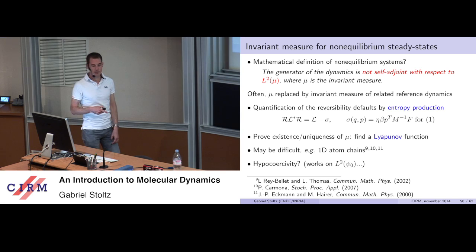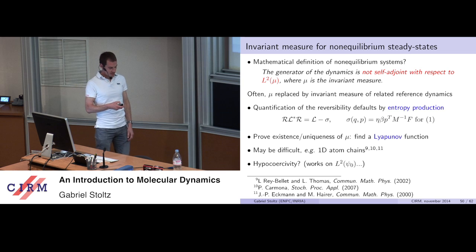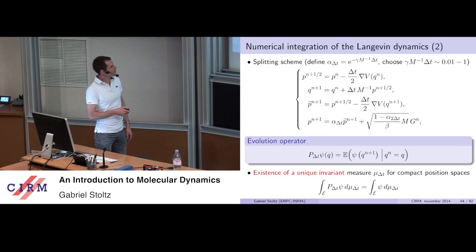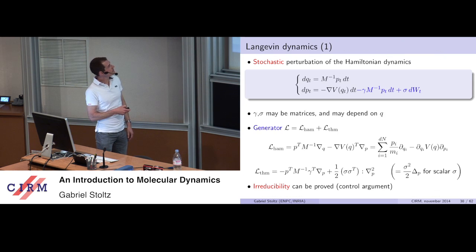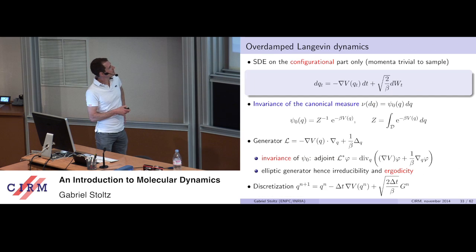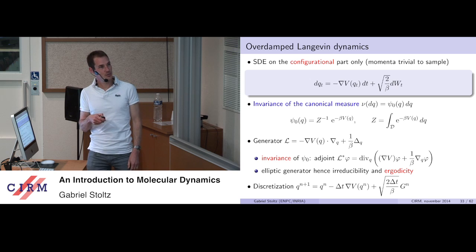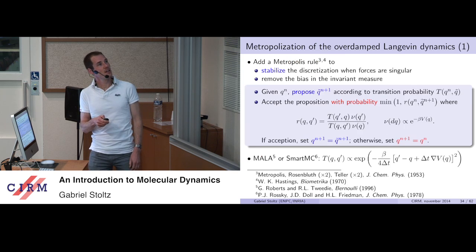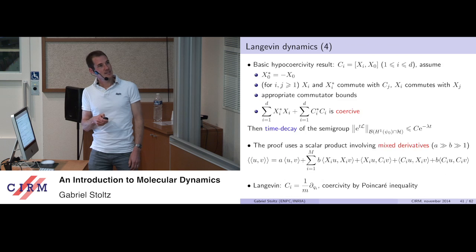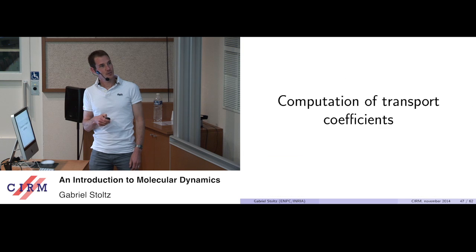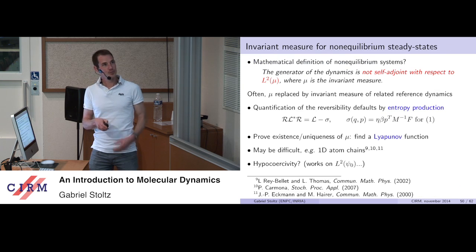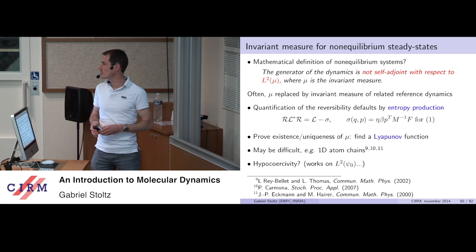So overdamped Langevin dynamics was, maybe I can go back to that. It's maybe not clear on the slides. No, it's not clear, I think. Here, it seems that the generator, when you look at the adjoint, is not the same, but in fact, this dynamics is self-adjoint with respect to L2 of exponential minus beta V. For the Langevin dynamics, it's not reversible with respect to exponential minus beta H, but up to changing the sign of the momenta, it would be reversible.